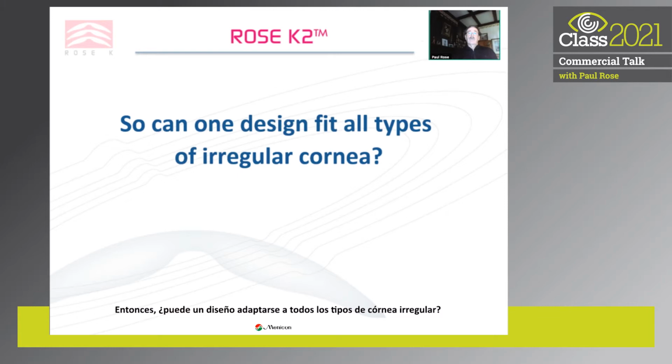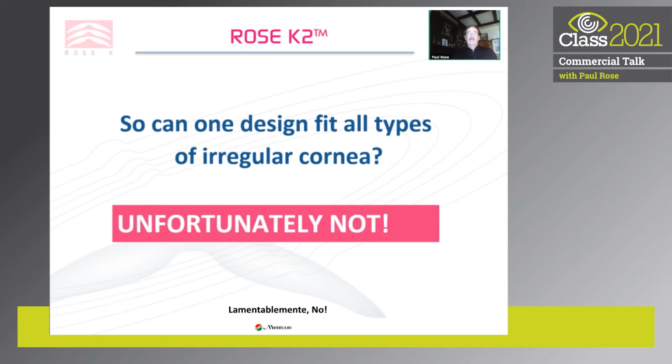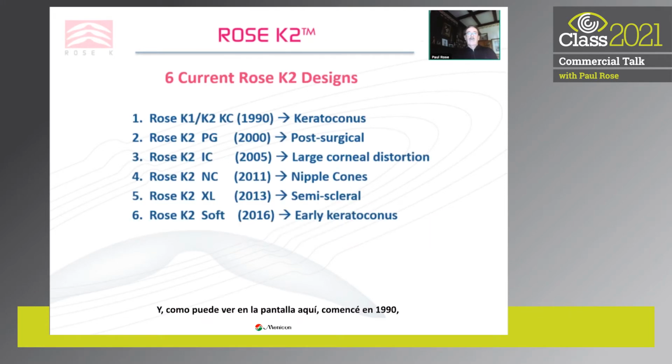So can one design fit all types of irregular cornea? Unfortunately not. And as you see on the screen here, I started off in 1990 when the lens became first available in New Zealand, and that was my keratoconic design for the oval cone. But subsequently, over the years, I've had different designs addressing different types of irregular corneas. And more recently, in 2016, we introduced the Rose-K2 Soft, which typically is for early cases and for those patients which cannot or do not want to tolerate a rigid lens at all.